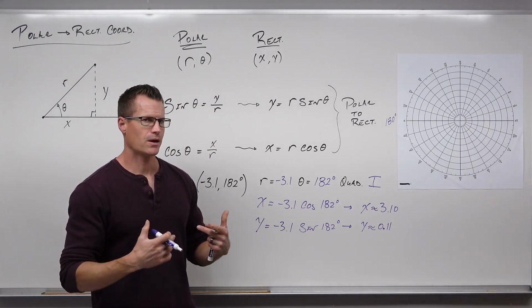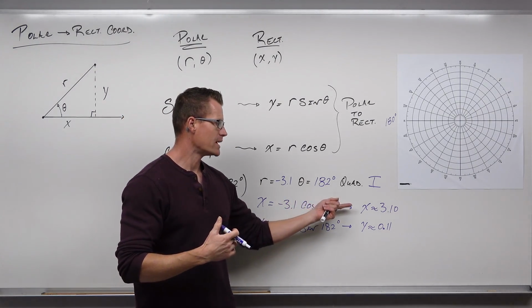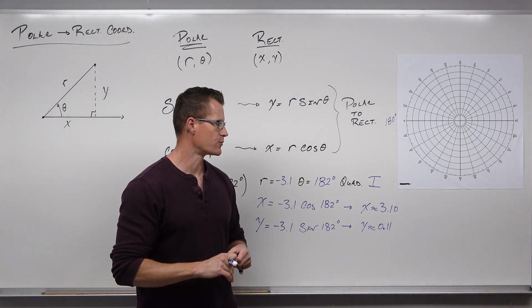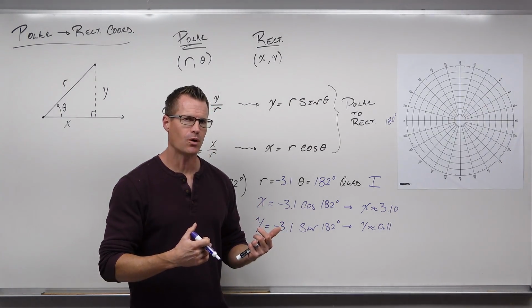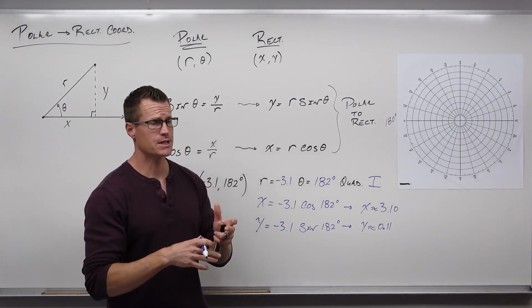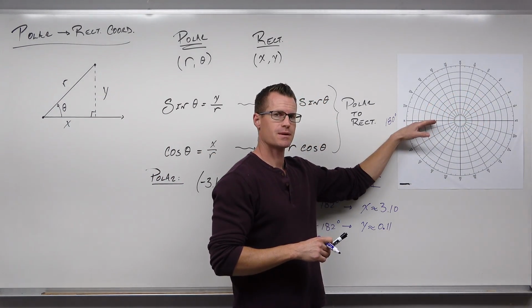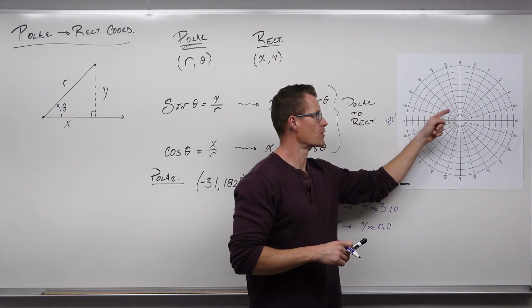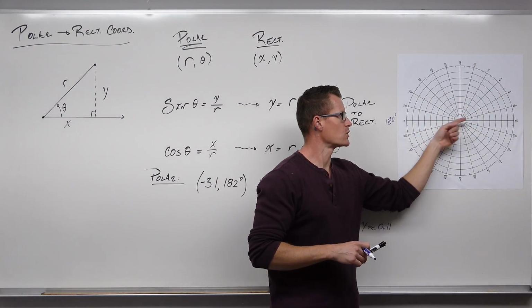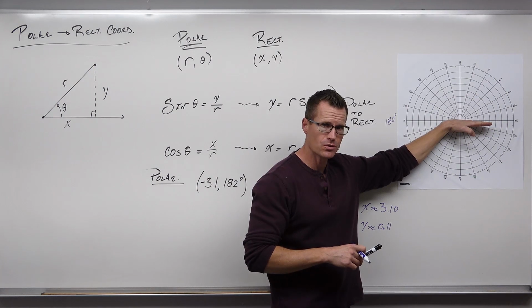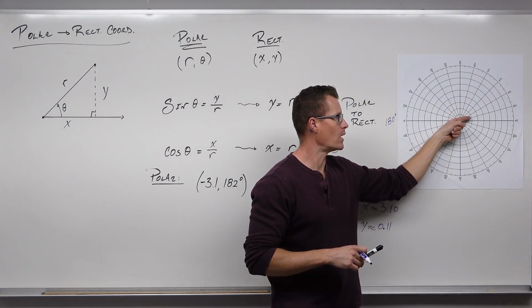If we use our calculator to approximate, we get about 3.10 for x and about 0.11 for y. Why so small? I really hope I put this together for you, but if you have gone 182 degrees and then reverse that because of your negative r, you're going to be floating right above this at 2 degrees, just barely 2 degrees, and 3.1 out.